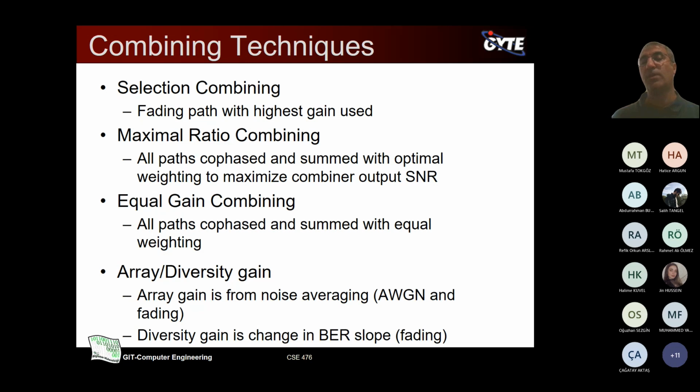The other one is equal gain combining. Similarly, all the paths are co-phased, aligned, but we multiply with the equal gain for each path. But in maximum ratio combining, we find the optimal weight for each of them, which is more complex. We have array gain and diversity gain. Array gain is from the noise averaging, and diversity gain is the change in bit error rate slope.